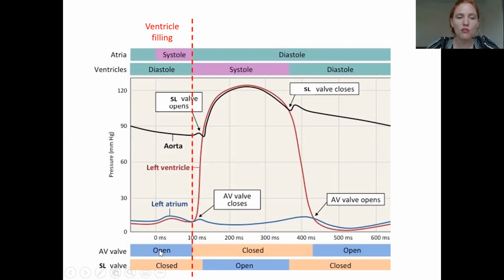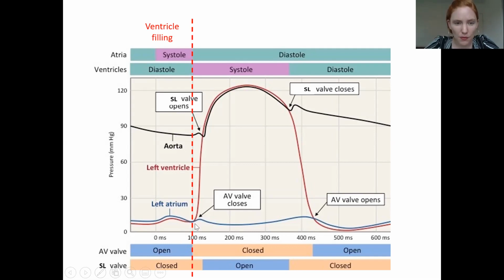But the semilunar valves will be closed because the pressure in the ventricles is less than the pressure in the arteries. So remember, AV valves, you compare the ventricle and the atria. For the semilunar valves, you compare the ventricles and the arteries.